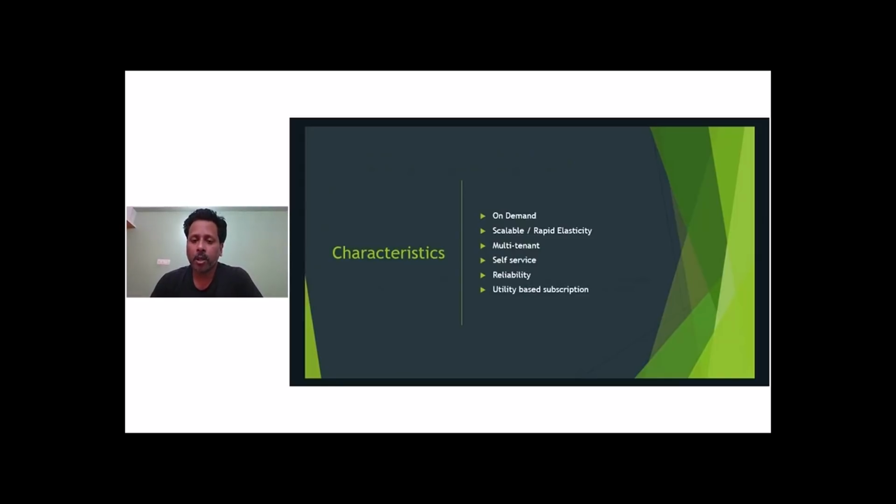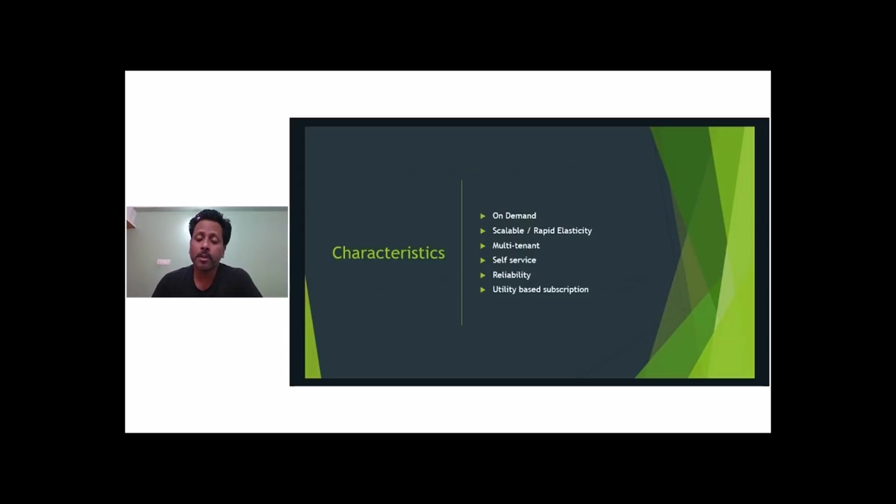We already talked about on demand. On demand is nothing but, if I want a 10 GB database now, I want it in minutes, not in days or months. So that on-demand capability should be there. Scalable means, currently I am using a 10 GB database, and tomorrow I want a 100 GB database. That should be possible in a configurable or automatic way.